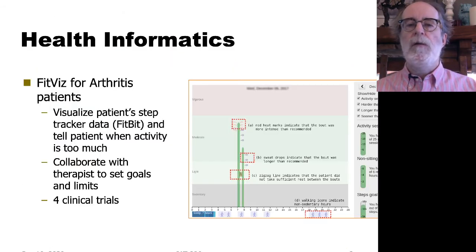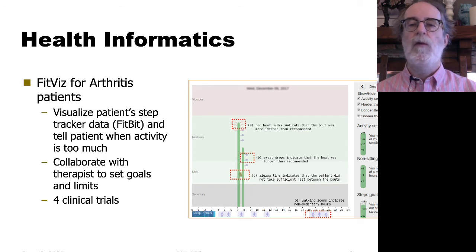Another thing that I've been doing more recently has been working on health informatics. In particular, I developed a system with my students, Ankit Gupta, Tim Heng and Amal Vincent, named FitViz. What it does is a patient who uses the system wears a motion tracker, a Fitbit typically, and it measures the amount of walking that the wearer does every day.